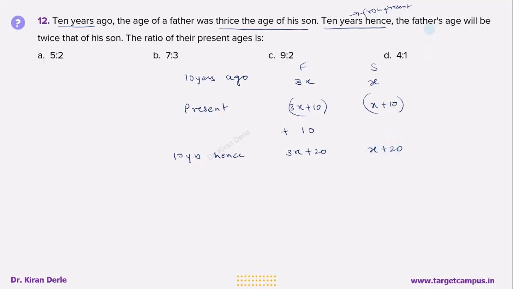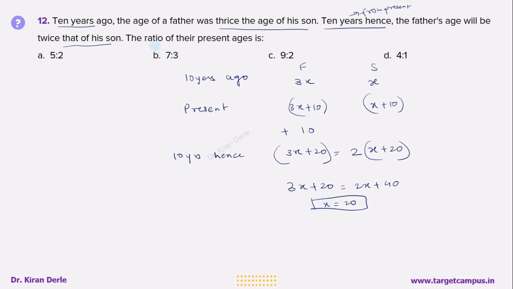Okay, the father's age will be twice that of his son. Fine. 10 years hence, the father's age is twice that of his son's. So this value is twice this value. That's it. You are through, right? So 3x plus 20 is equal to 2x plus 40, or x is equal to 20. Value of x is 20.